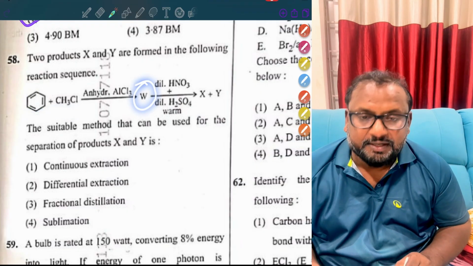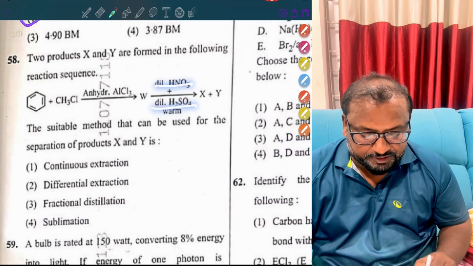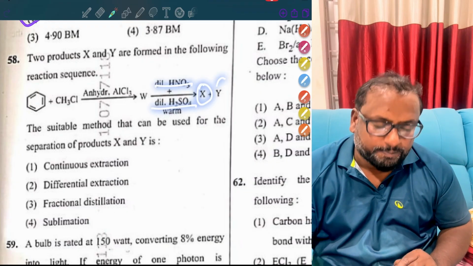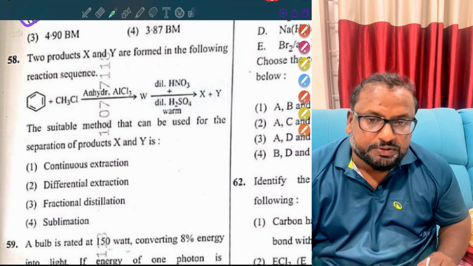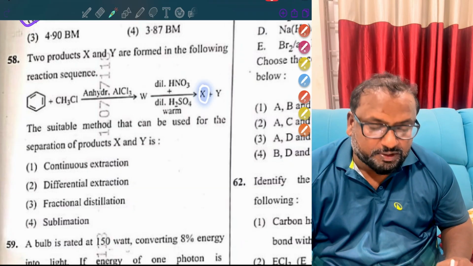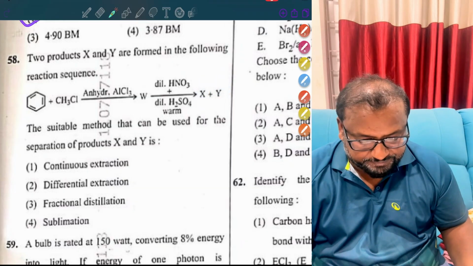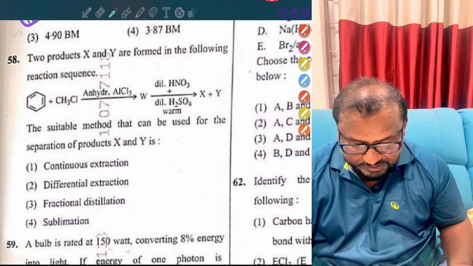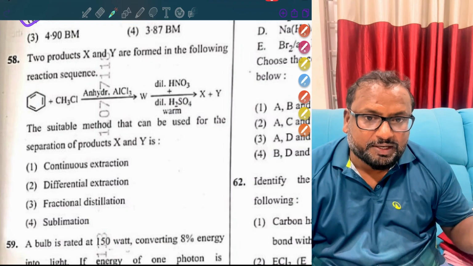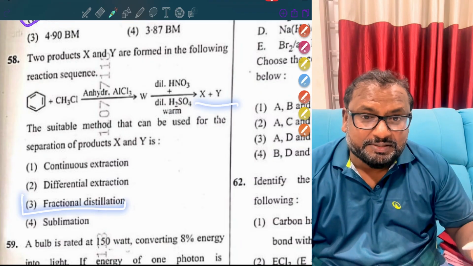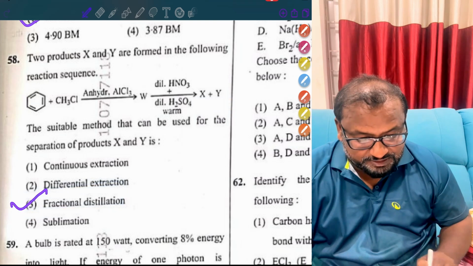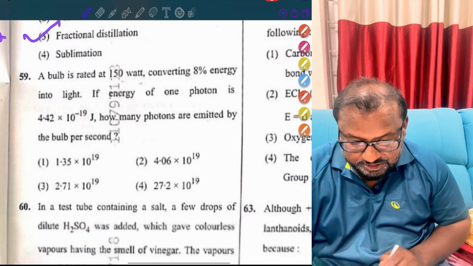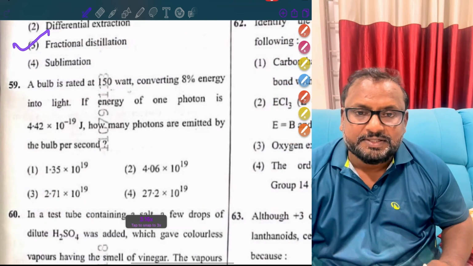Next, another question, this is also a bit interesting one. Benzene treated with methyl chloride, Friedel-Crafts alkylation will get toluene. Toluene with dilute HNO3 and H2SO4 will get orthonitrotoluene and paranitrophenol. How are these X and Y separated? Orthonitrophenol and paranitrophenol are separated by steam distillation. These are separated by fractional distillation. So the right answer for this one is the third one.